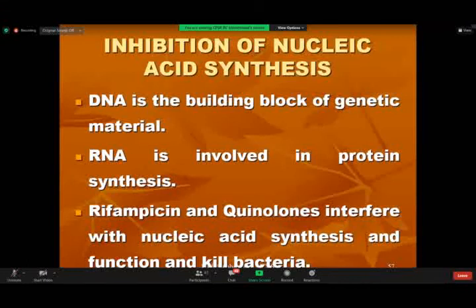What happens is that supercoiling of DNA is needed, and if this supercoiling happens, the DNA splits into two and daughter nuclei can form. But they cause inhibition of DNA gyrase, and by doing this, they cause a decrease in the splitting up of the various bacteria into their daughter nuclei. And whenever the daughter nuclei do not form, they kill bacteria. Rifampicin, which is one of the anti-TB drugs, also acts in a similar way. It causes inhibition of the nucleic acid synthesis.